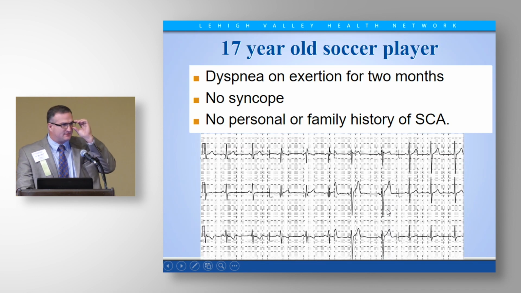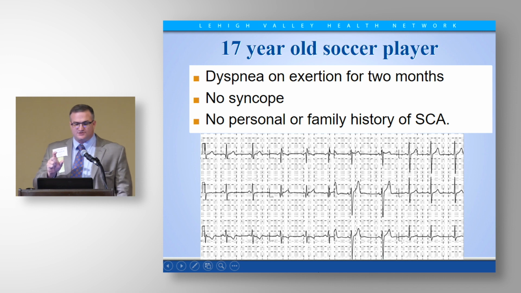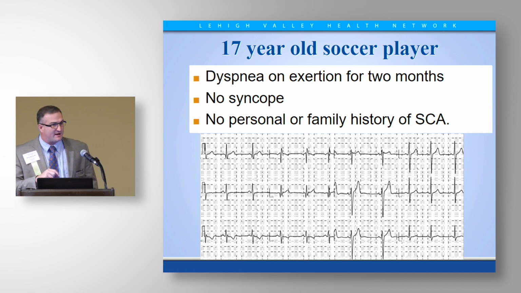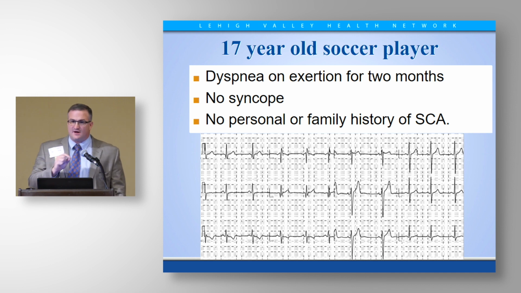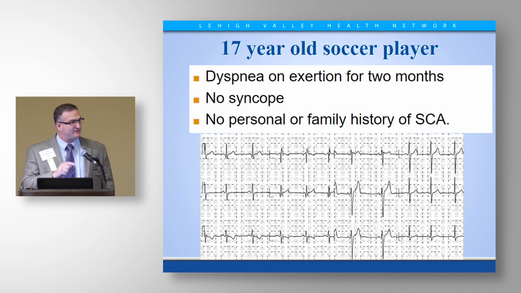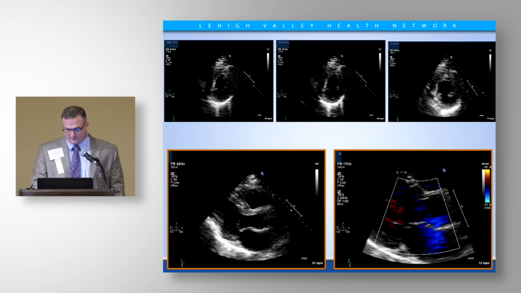So here's an example. 17-year-old soccer player, breathless for 2 months, no syncope, no family history of sudden cardiac arrest. He thought he was okay. His trainer said, something's not right. You're just not getting better like everybody else is. You were breathless when we started. You seem to be more breathless now. Send him for a referral.